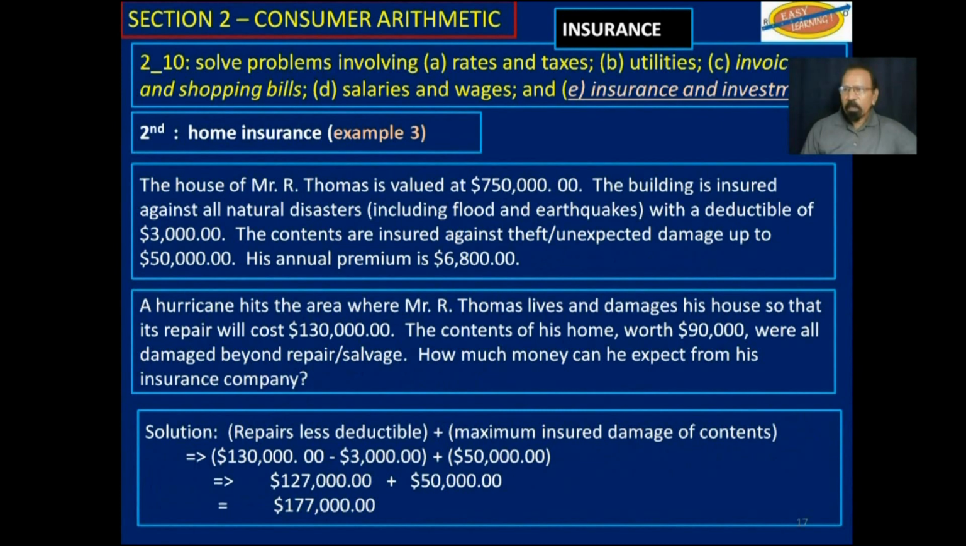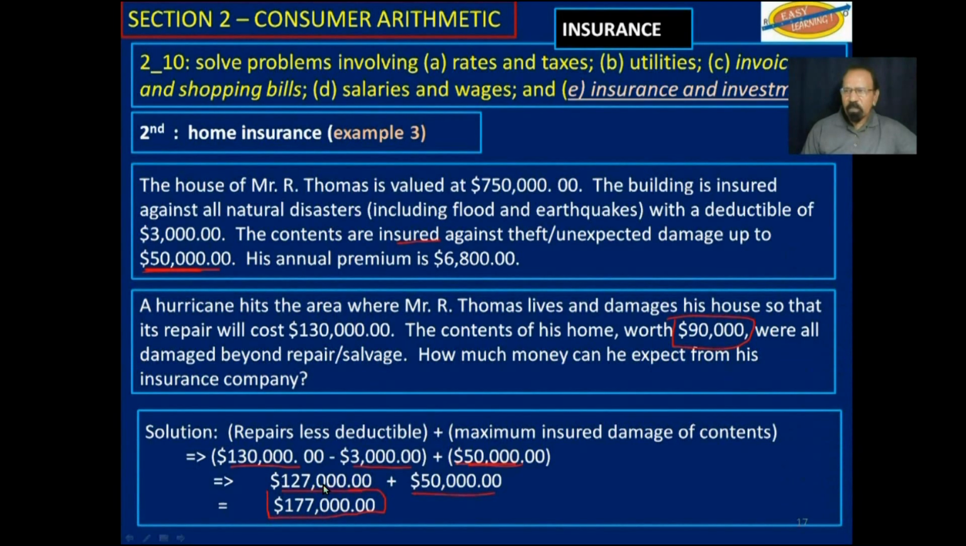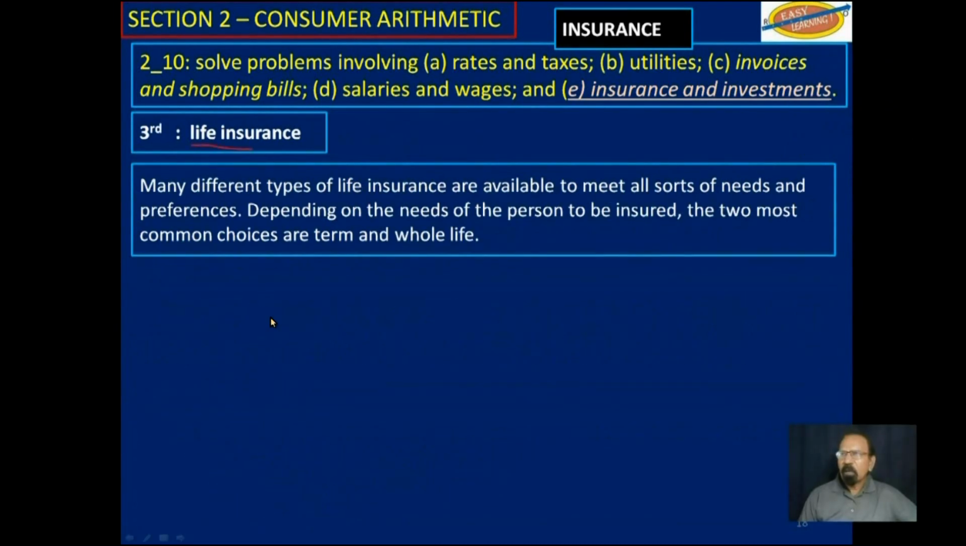Let's deal with the repairs. It will be $130,000 less the deductible, which will be $127,000. Now, for the contents, all the contents of the home, furniture, fridge, stove, everything, bed and so on, worth $90,000, they were all destroyed. But the maximum that those were insured for was $50,000. So he cannot get $90,000. He will get the $50,000. And when you add those two, he can expect from his insurance company $177,000.